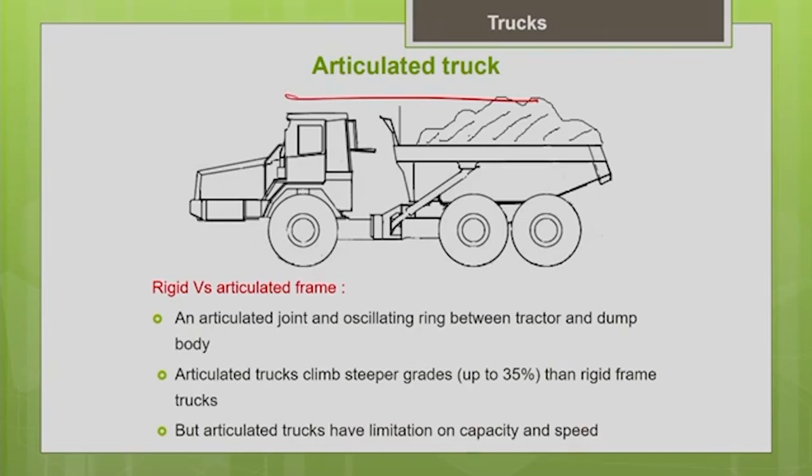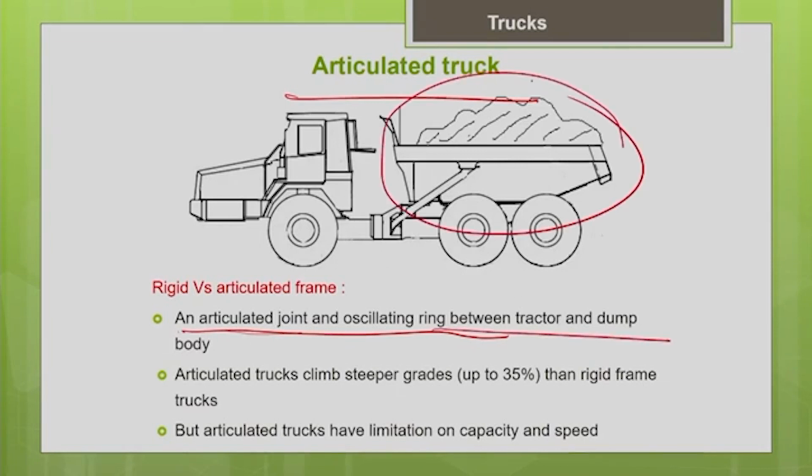Basically, articulated frame means there will be a pivot joint. So, the machine will be hinged between the front part and rear part that permits the articulation. It will have a better turning ability when compared to the rigid frame. So, you have an articulated joint and an oscillating ring between the tractor and the dump body. So, this is the dump body. So, between the tractor and the dump body, you have the articulated joint. So, that will facilitate better articulation.